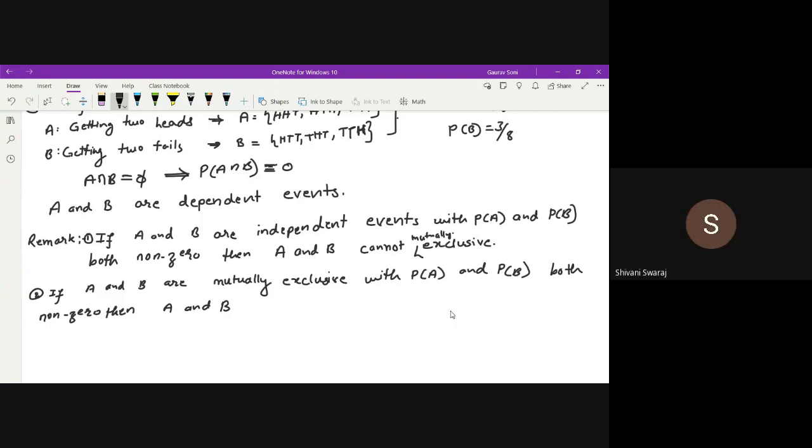No, sir. The same thing. It can never be. But zero is there, no? Non-zero. Oh, okay, yeah, non-zero. Then same. Then A and B cannot be independent.